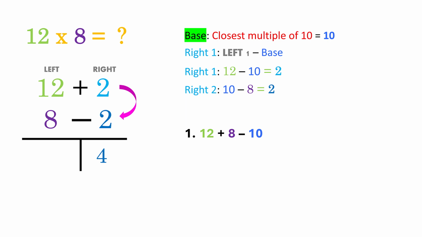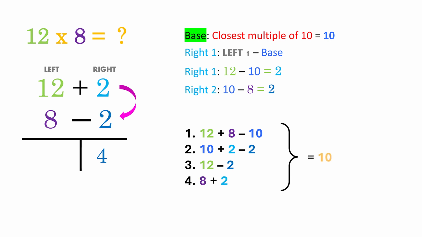And of course you have multiple ways to get the left portion. So first you could do 12 plus 8 minus the base, so adding both of the multiplicands and then subtracting the base. Or you could add the right column numbers, so including their sign, so plus 2 and then minus 2, and then add the base to that. Or you could cross-subtract, so 12 minus 2, or cross-add, and that's 8 plus 2. All of these should give you the same result. In this case, that is 10. So the left portion of the answer would be 10.